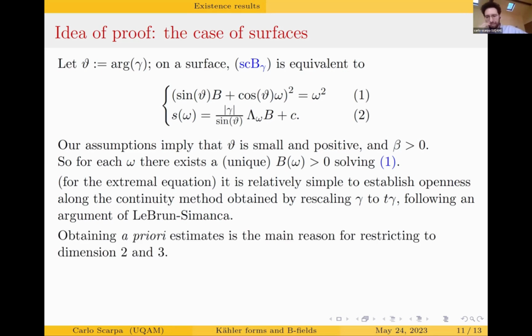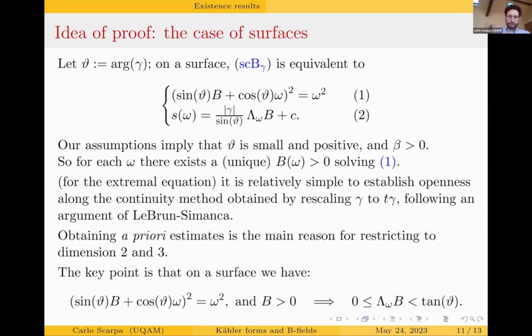But the most difficult part, establishing the a priori estimates, is kind of complicated, and actually this is the point in which we really need that the dimension is 2 or 3. But let's stick to the two-dimensional case, in which we have this much nicer expression for the equation itself. And the key point is that on the surface we have a very direct estimate for the quantity appearing here on the right-hand side of equation number 2.